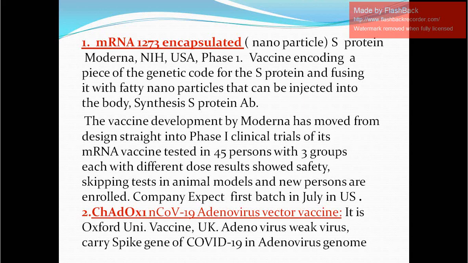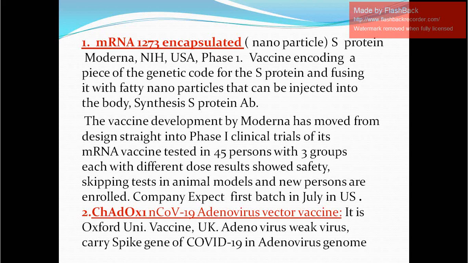This vaccine is developed by the Moderna company and has passed the clinical trial. They tested 45 people in three groups with different doses, and they showed safety and some immune response. Now they are skipping the animal testing. They go to the second phase and use a large number of volunteers to be tested. The company expects this will be an experimental vaccine in July of this year.